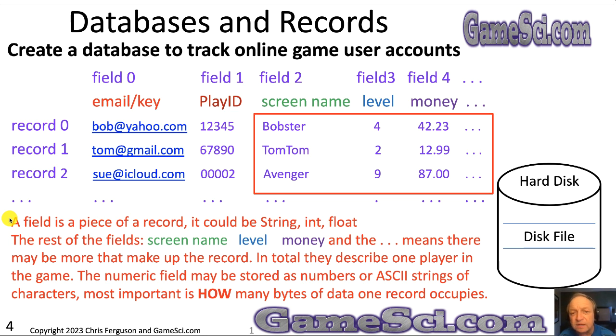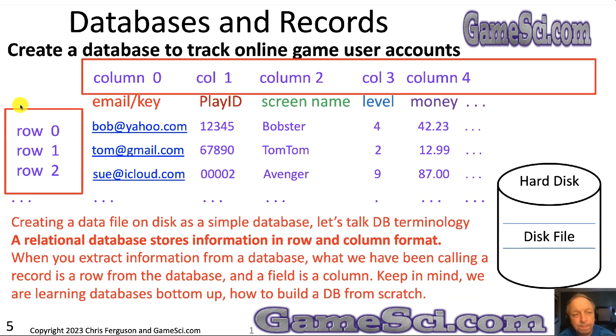A field is a piece of record. It could be a string, an int, a float. Here's 3 more fields that I chose to highlight. The rest of these fields, screen name, level, and money, and the dot means there could be more of them. In total, they describe 1 player in the game. The numeric field may be stored as numbers or ASCII strings of characters. Most important is how many bytes of data one record occupies. If you are going to be storing this data in your own data file, you want to know exactly how many bytes of data each record occupies.